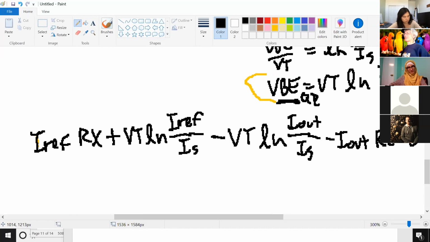Okay. Do you remember what I said last time about IS? About the saturation current? If you end up with an equation with the saturation current in it, try to get rid of it. We don't like a saturation current in our equations. Is there any way to get rid of it? What's log of A minus log of B?